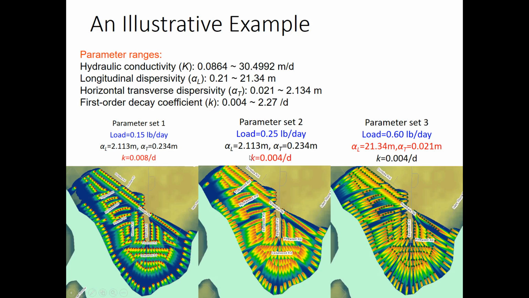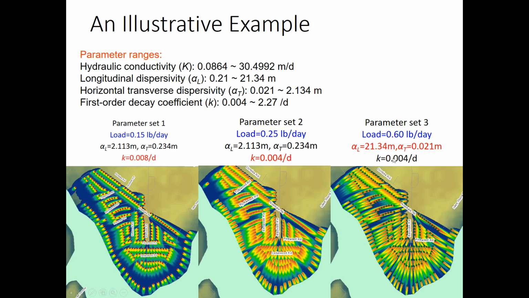But if I keep the dispersivity as is, not changed, but I reduce K by half, that means you have less nitrate consumed by bacteria. You see the load is almost doubled, and the concentration becomes higher. Those things are plotted on the same scale. The concentration becomes higher because less is consumed by bacteria, so you're going to see a high concentration.